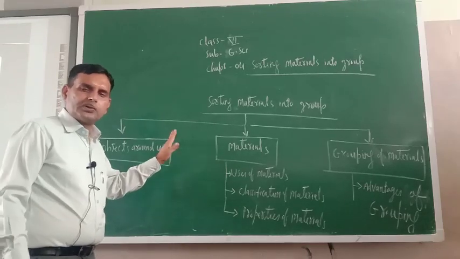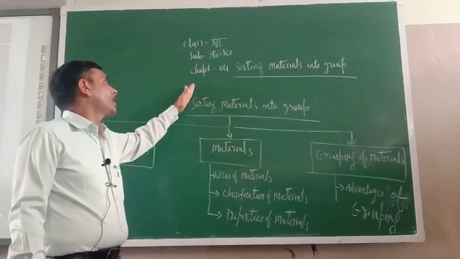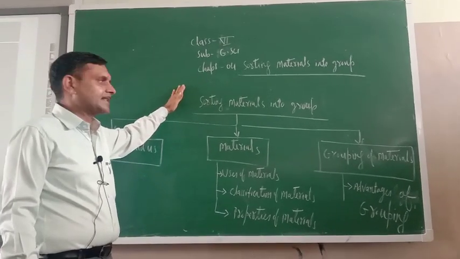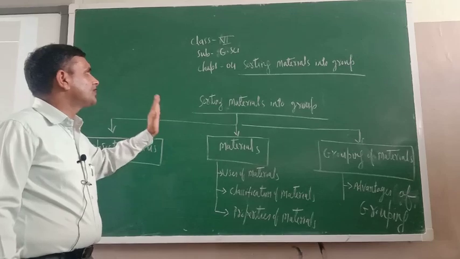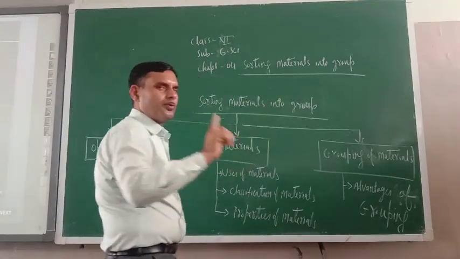Good morning. So now this is my turn to teach you chapter number 4 of General Science of 6th class. The name of chapter 4 is Sorting Materials into Groups.